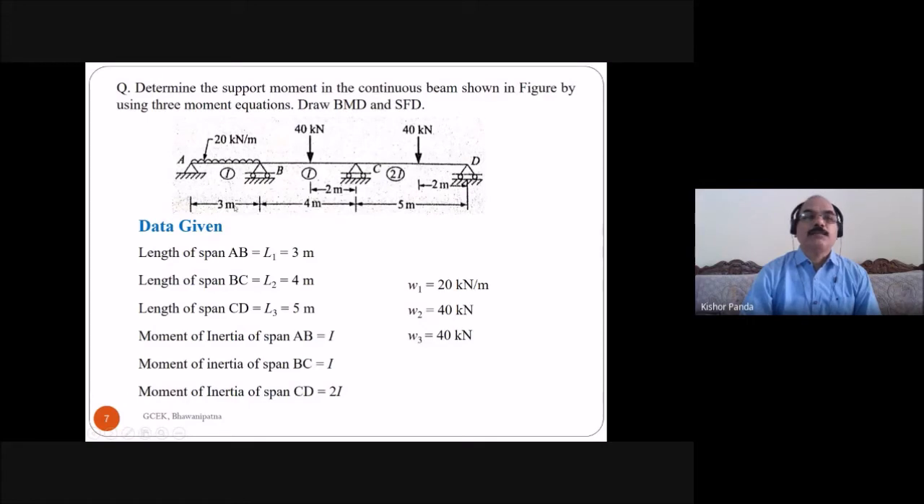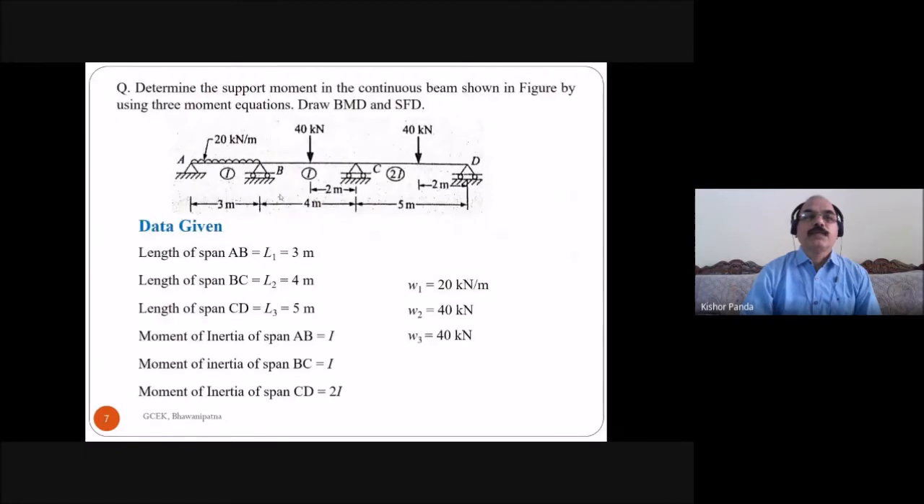The span of AB is 3 meters, the span of BC is 4 meters, and the span of CD is 5 meters. These are the data given. Also given is the moment of inertia for span AB as I, for span BC as I, and for span CD as 2I. So here the moment of inertia is different: this is I, and this is 2I.